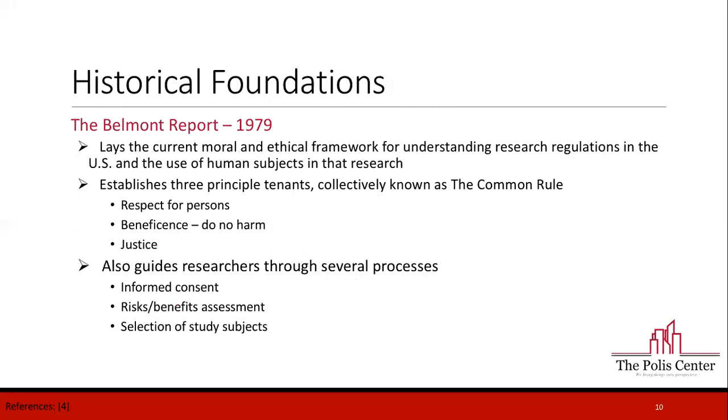Finally, the Belmont Report was drafted in 1979, and this lays the current moral and ethical framework for understanding research in the United States. It establishes 3 principal tenets, which are collectively known as the Common Rule. The first is respect for persons, which means that the autonomy of all people should be protected. Informed consent should always be sought, and researchers should always be truthful with people about what will happen to them or their information as a result of participation in a project. The principle here is to never deceive your research participant.